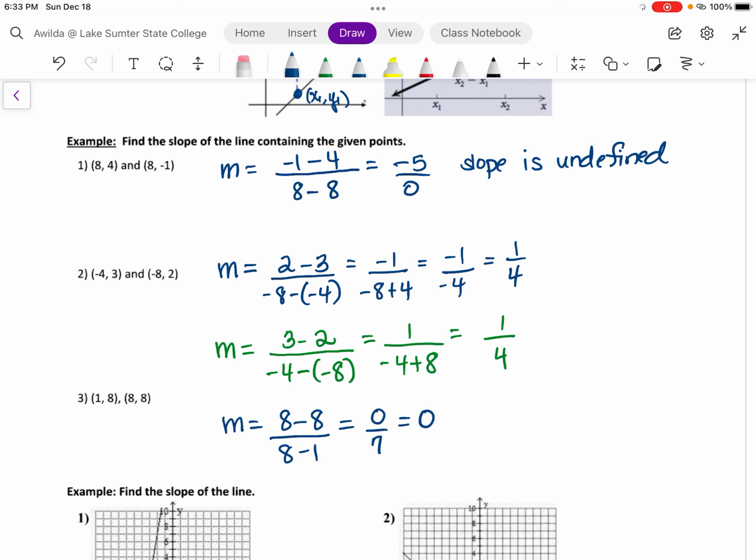Whereas a line that has undefined slope, we will see, is a vertical line. Lines that have zero slope are going to be horizontal lines. Okay, let's keep going.